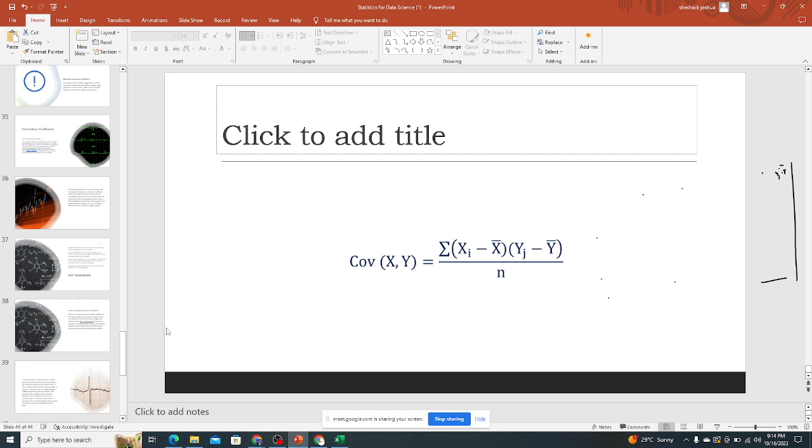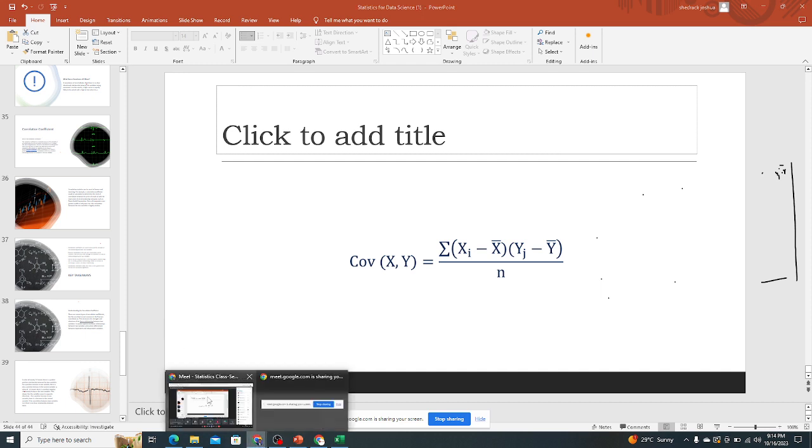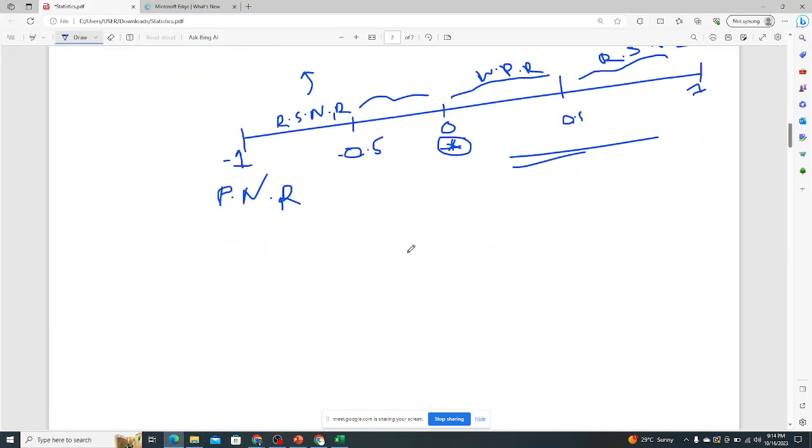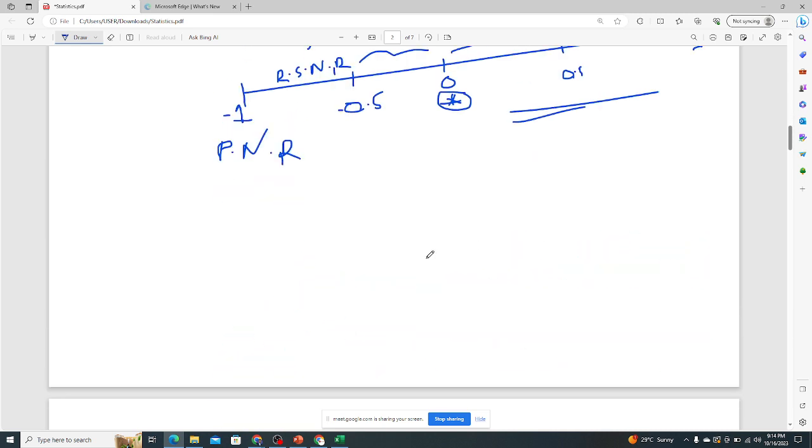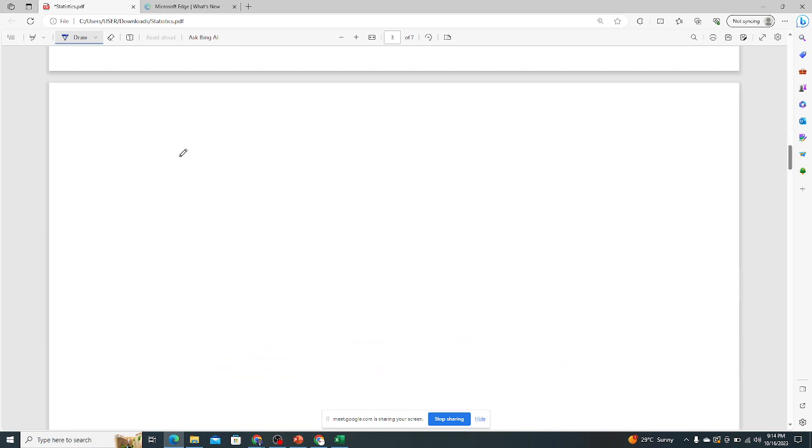So we also have some formulas. I had forgotten to show you that we have mathematical formulas for covariance and also for correlation. For example, let's assume we are dealing with two variables, x and y.